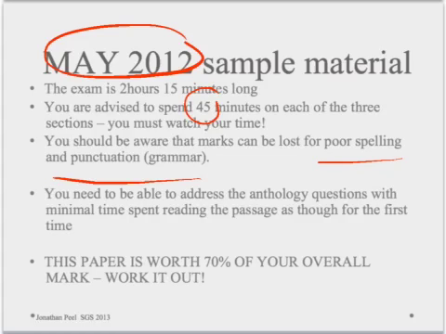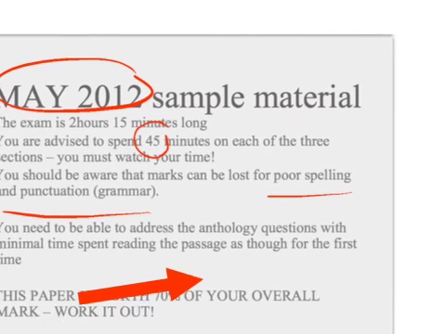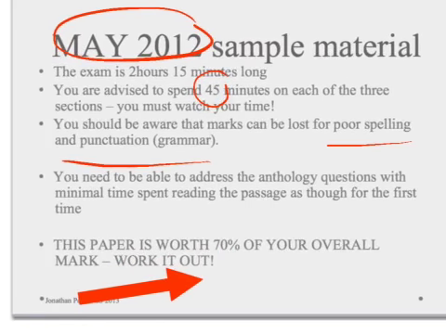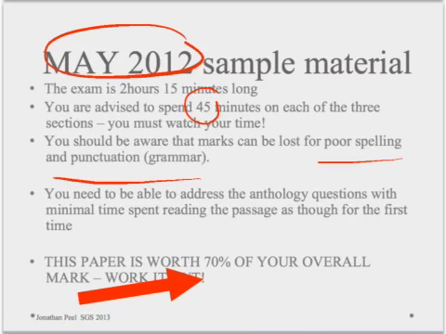The final point, the point that I really want to make strongly, is this, however, that the paper is worth 70% of the overall grade attached to this examination. Now, 70% is a huge figure. What it does mean is that this paper decides your grading. This paper decides what you will essentially get in your overall English language exam.